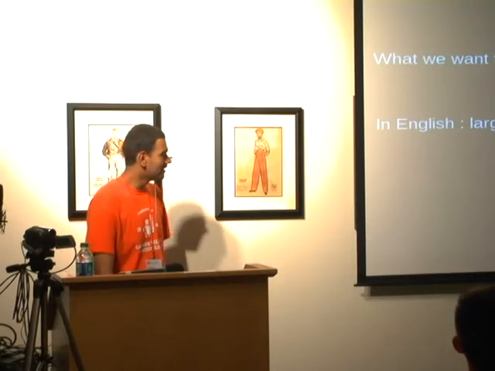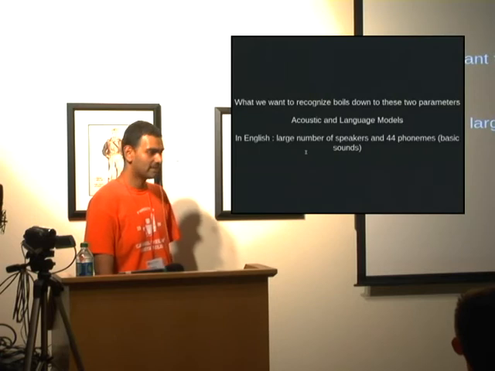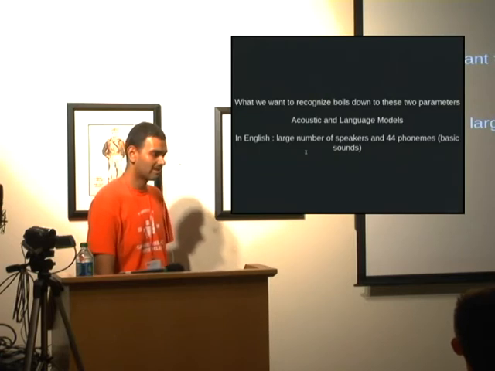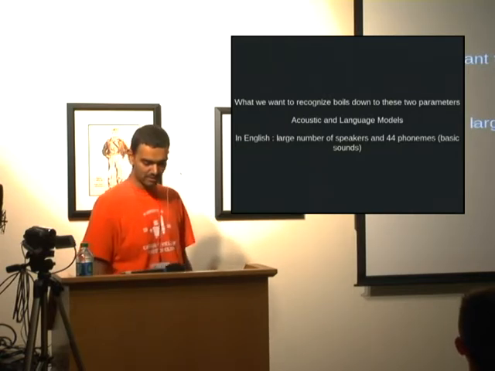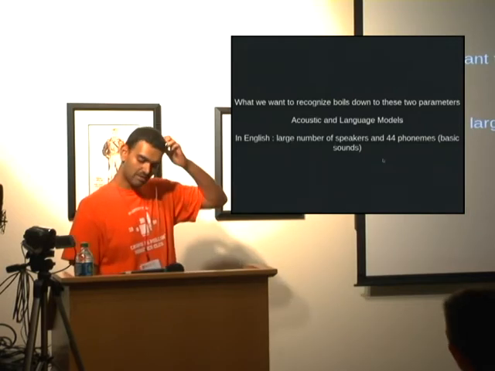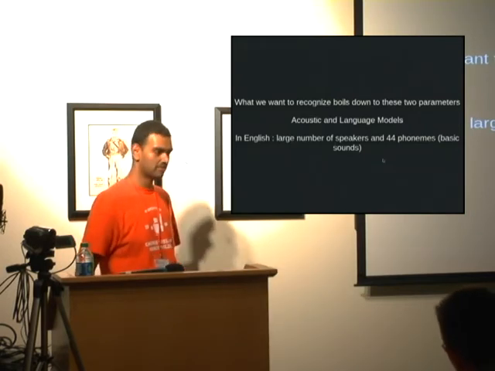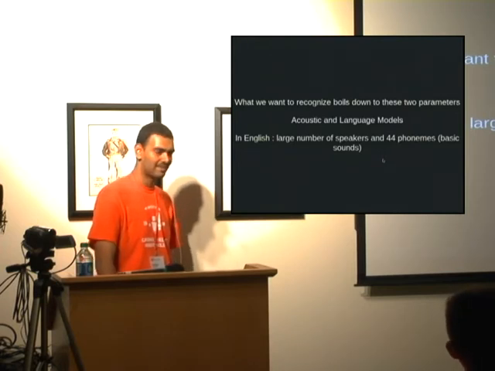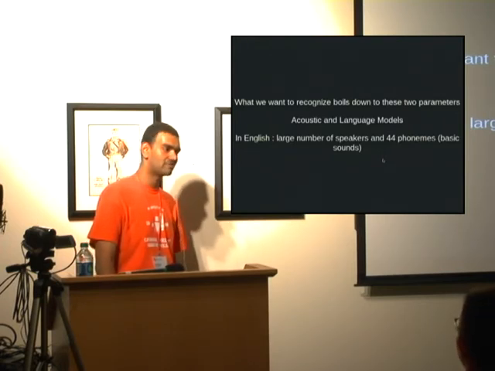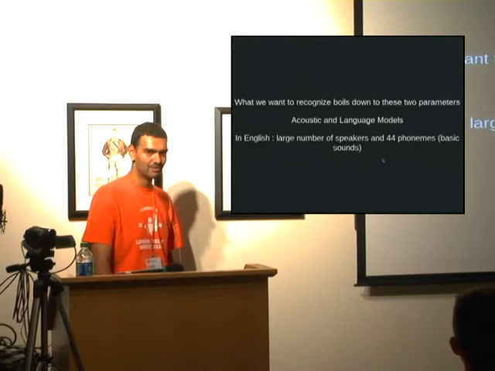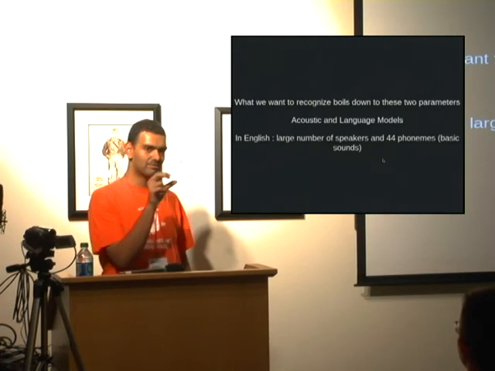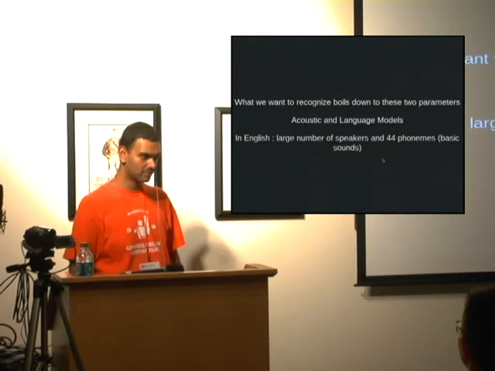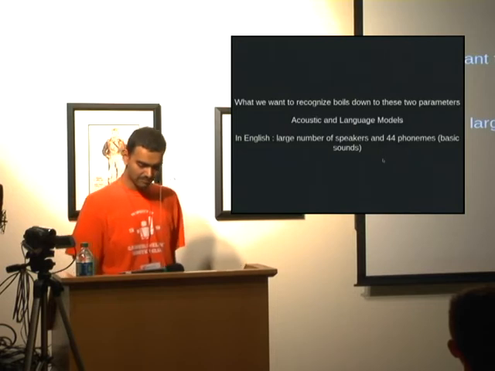In standard English, it's usually trained on a large number of speakers. It's very huge, hundreds or thousands. The large number of speakers form the acoustic model, and the language model is actually made in the form of sounds. All humans typically can make only about 44 basic sounds. Humans can't make more sounds than that. All words, if we see, are combinations of those 44 sounds.